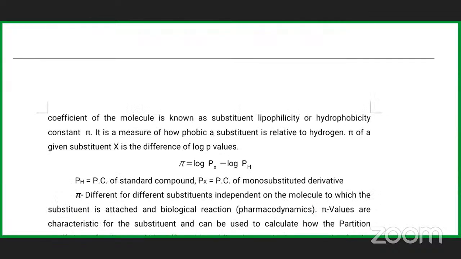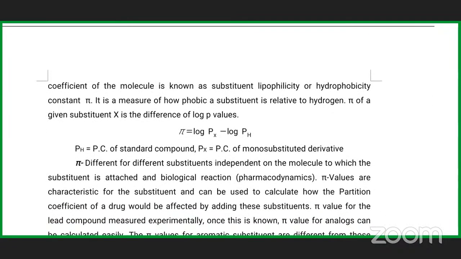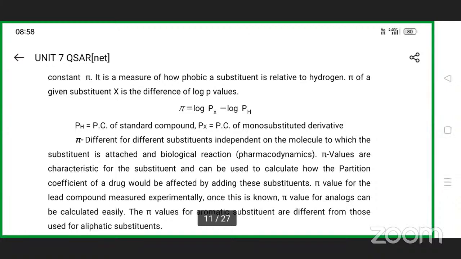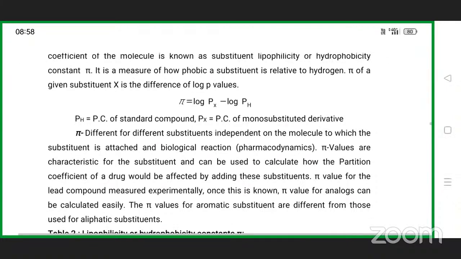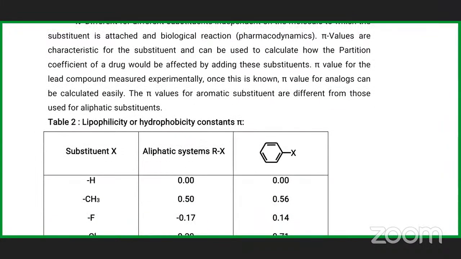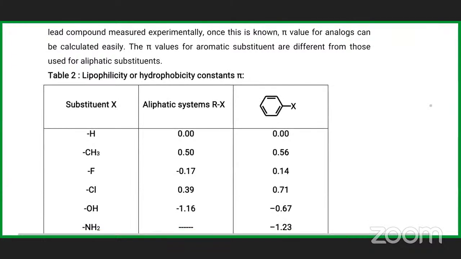Generally it is denoted with pi, the substituent constant or the Hansch-Fujita constant, and pi equals log Px minus log PH. Here log PH is the partition coefficient of your standard compound. It is a standard value provided in the literature, meaning the partition coefficient of hydrogen. And Px is for the various substituent derivatives.